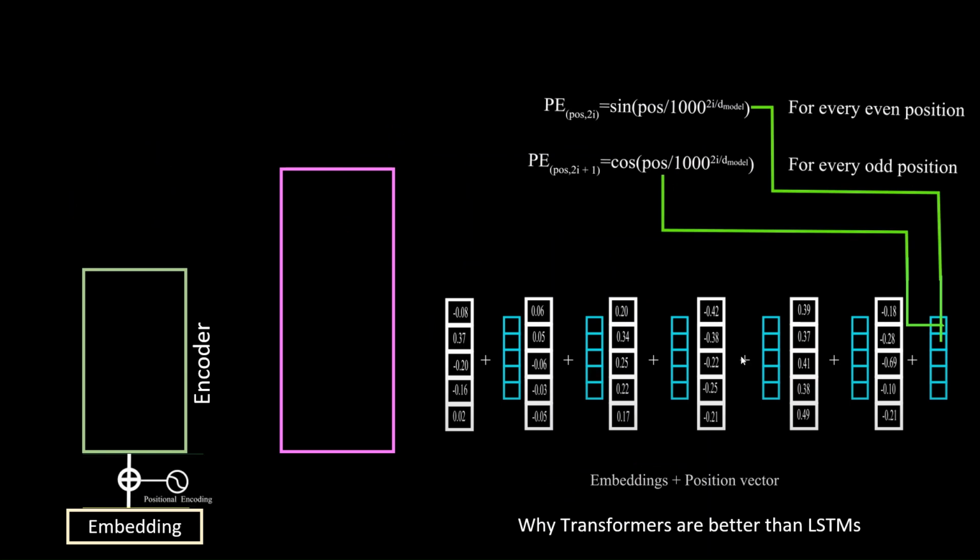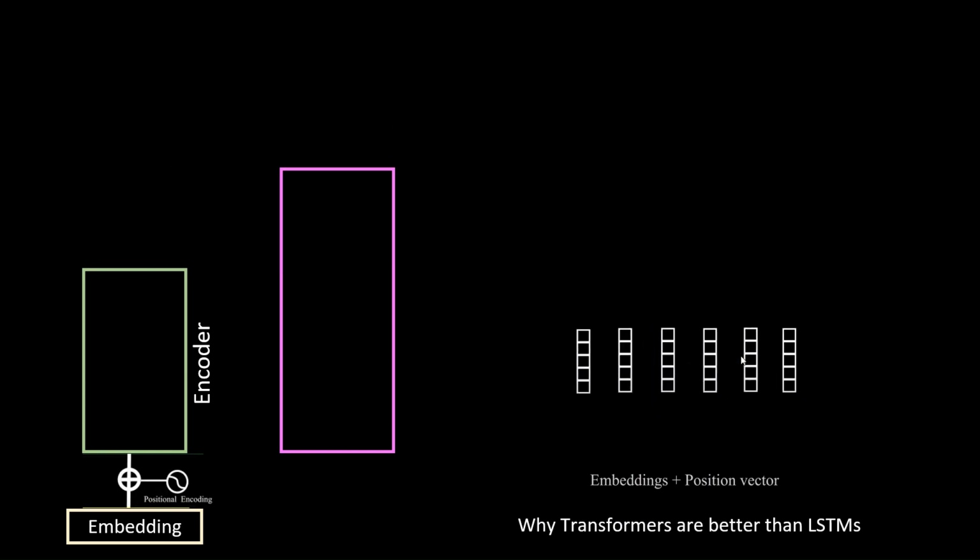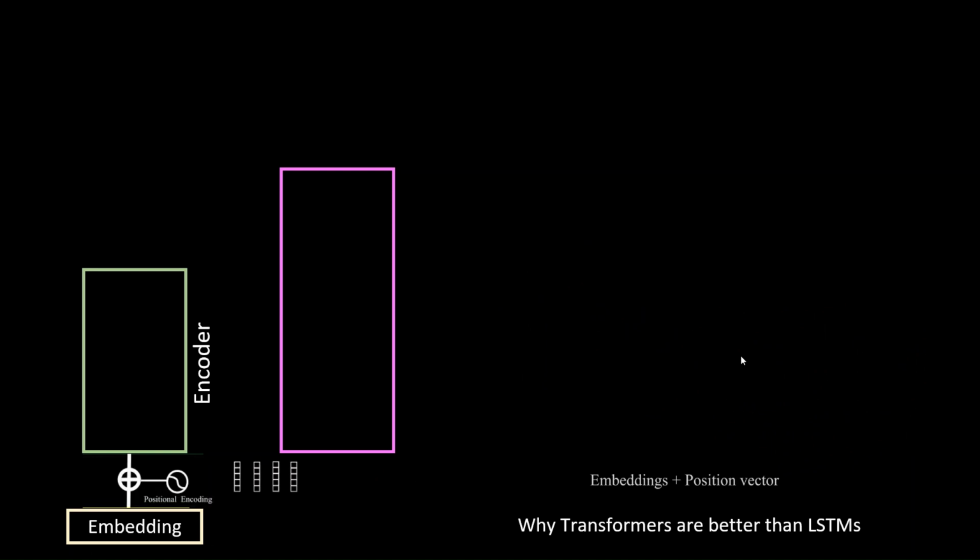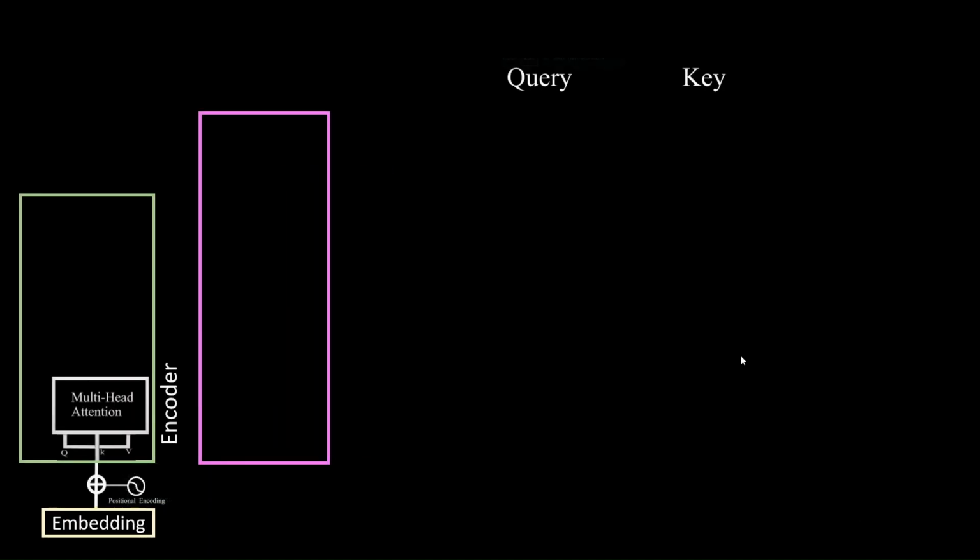Now this output goes to the most important part of the model architecture, which is the attention head. The attention head is for calculating how much each word is related to every other word in the sentence.